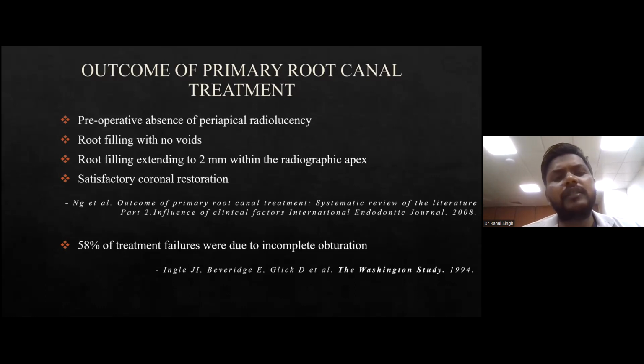And then once you have done an obturation, the root filling should not have any voids, and it should be extending, although we'll talk about the length of the obturation, within 2 mm from the radiographic apex. And also the coronal restoration should be satisfactory. All these points are from Ng et al. in the year 2008. So a three-dimensional obturation of the root canal system is essential to a long-term healing outcome. Also, in an early radiographic study of success and failure, Engel and colleagues indicated that 58% of the treatment failures were due to incomplete obturation. So your obturation should be apt, it should not be underfilled, and it should not be overfilled.